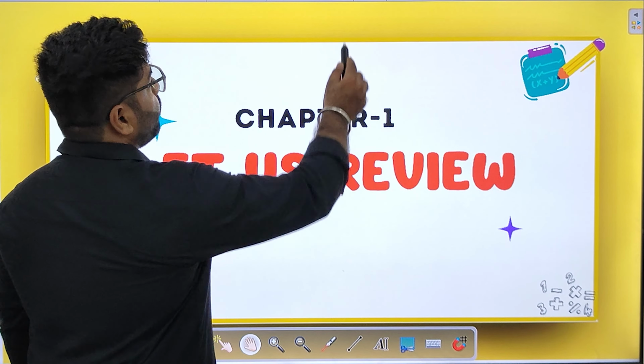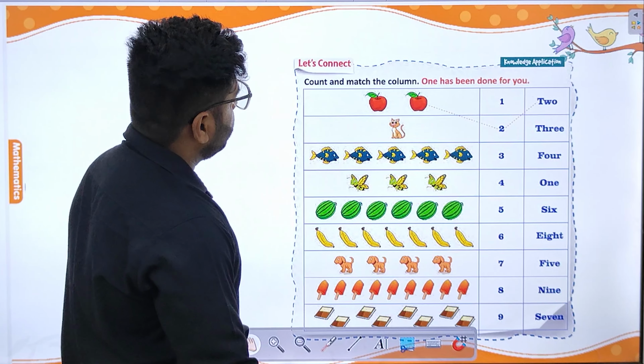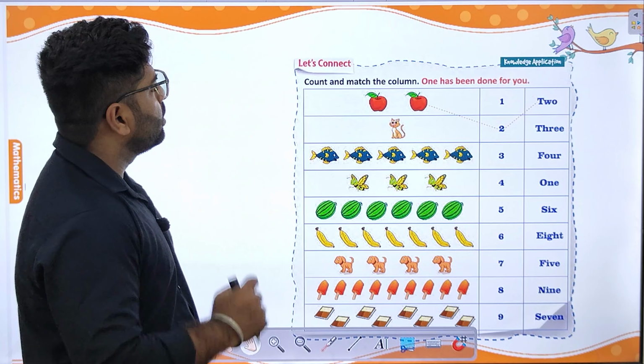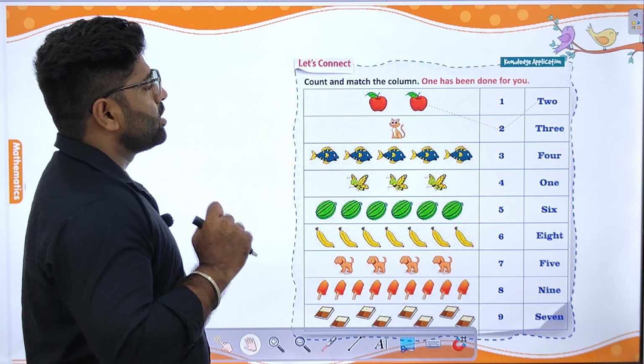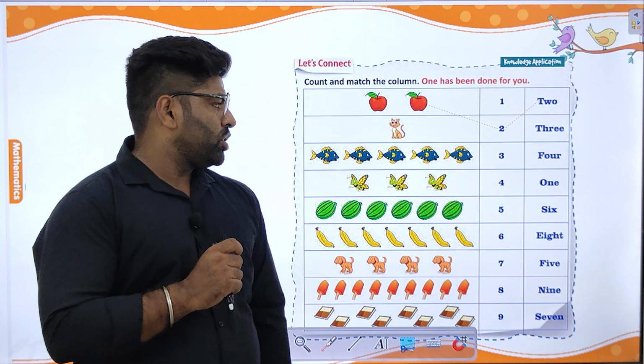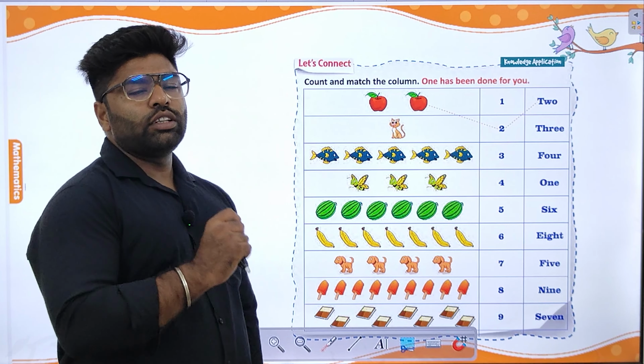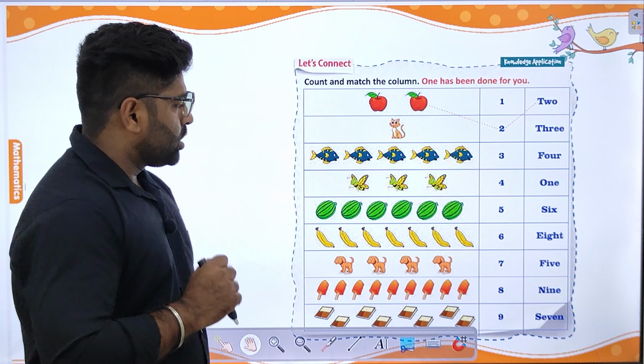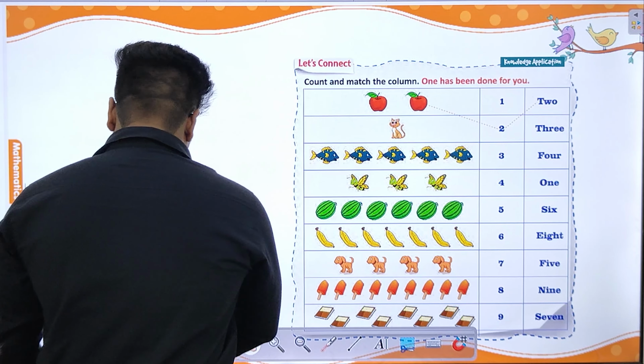Let's just review. First thing we are having is count and match the column. One has been done for you. Here we are having some pictures. We have to count and match with the number and their number name. So let's pick one part.